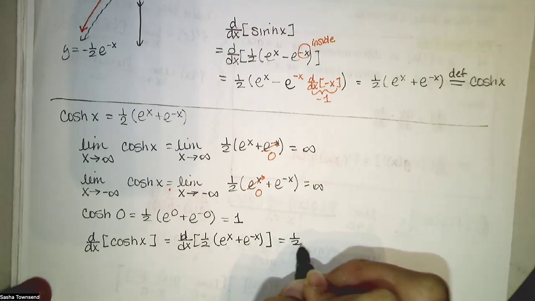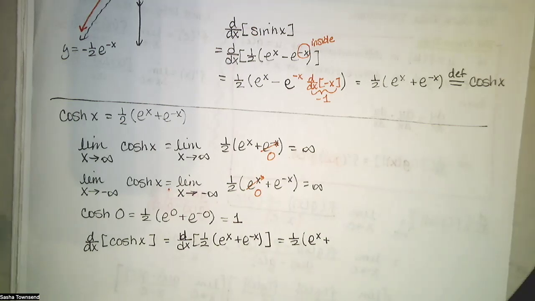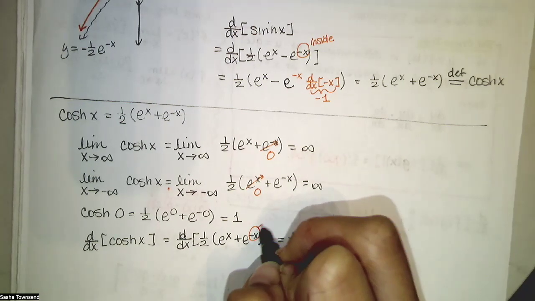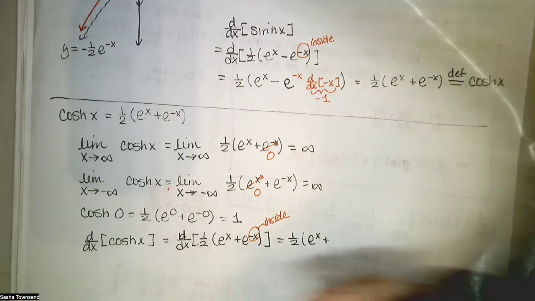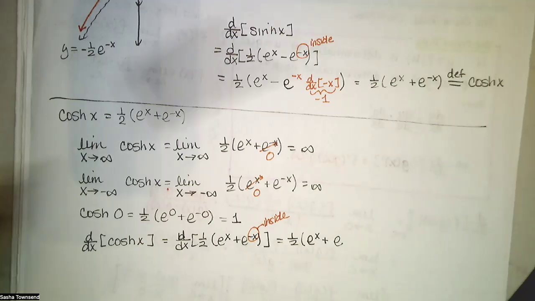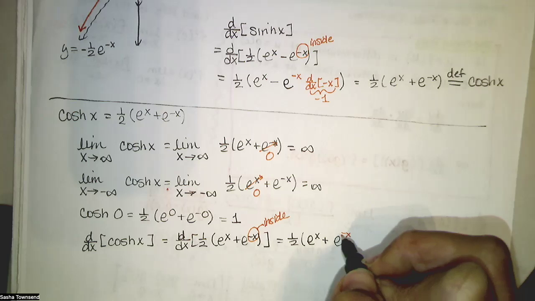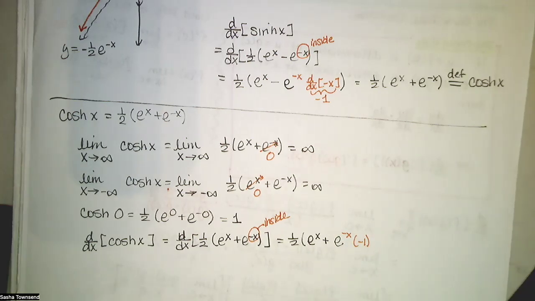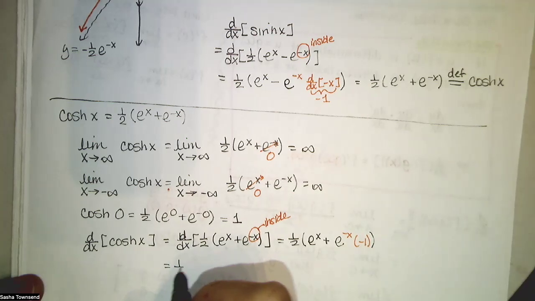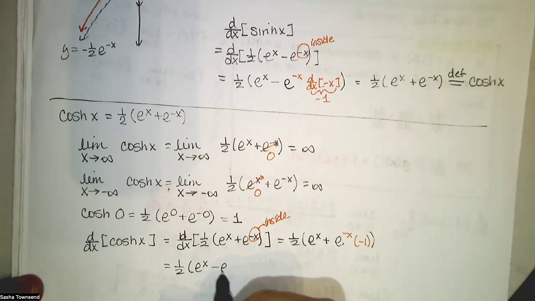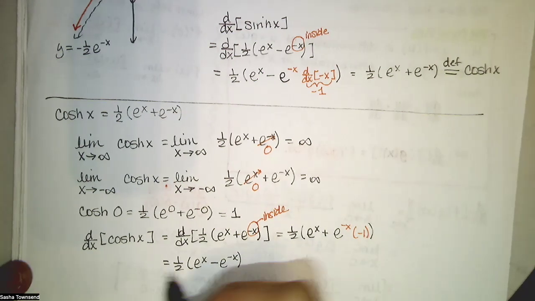We get 1/2 times the derivative of e to the x, which is e to the x, plus the derivative of e to the -x, which requires the chain rule. That's our inside function. The derivative of e to some power is e to that power times the derivative of the inside. And the derivative of a constant times x is just our constant. In this case, that constant is -1. So we get 1/2 e to the x minus e to the -x. And that is the hyperbolic sine of x.